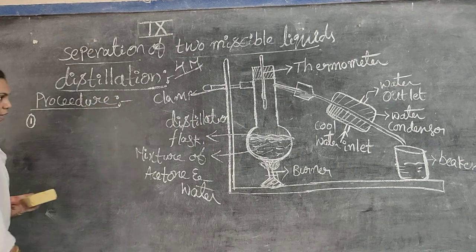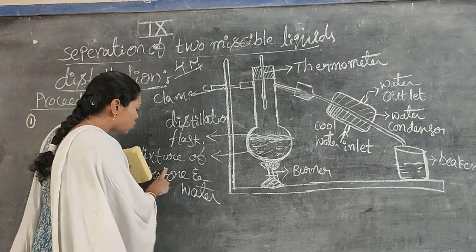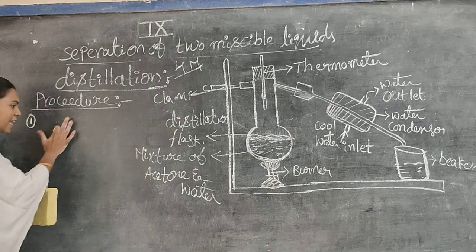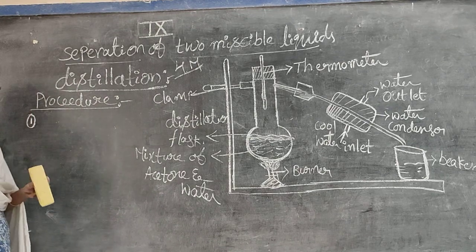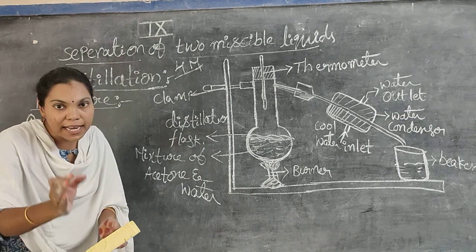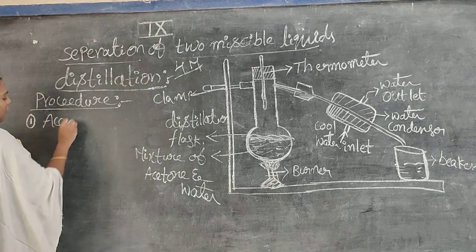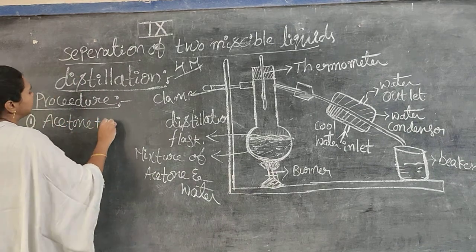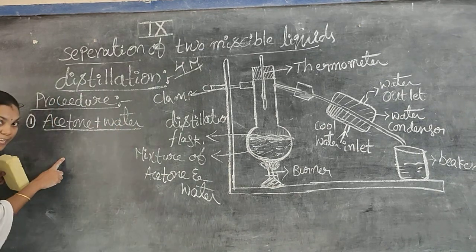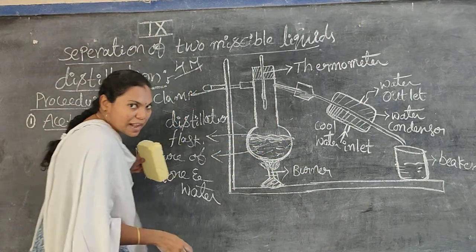First point. What have we taken? Take the mixture of acetone and water in a distillation flask. Write it now in your notebook. We take the acetone and water mixture in a distillation flask. What is the distillation flask? This is the distillation flask.